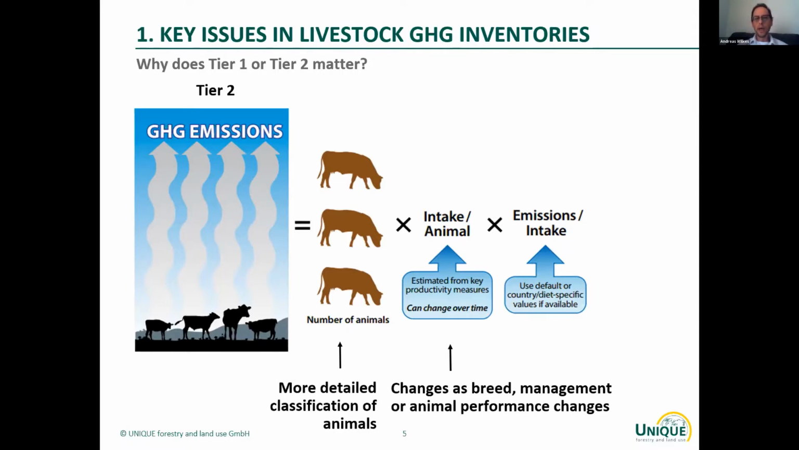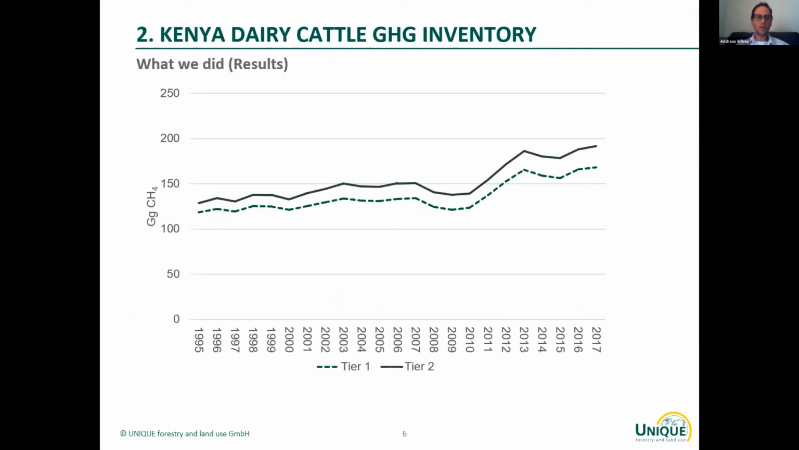So if we're able to track these changes, for example, the change in milk yield, which was the main focus in the case I'm going to talk about in Kenya, then we can tell, as the sector develops, how the emissions in the sector are developing. So here are some examples of what we did in the Kenya case for dairy.